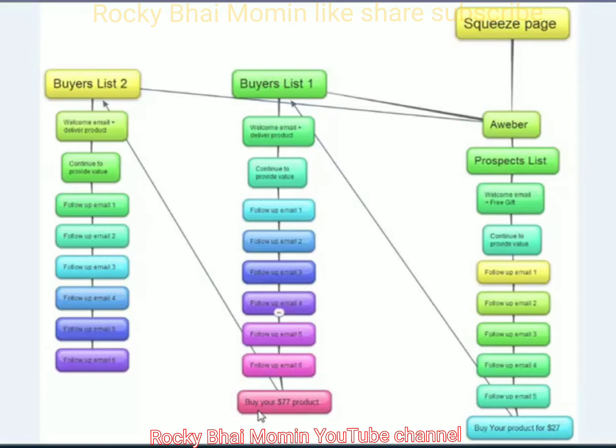When they go onto your buyers list, you can then offer them a more expensive product, around $22. But as I said, it all depends on how much you charge for your first product, and that then depends on how much you charge for your next product and the next one after that.